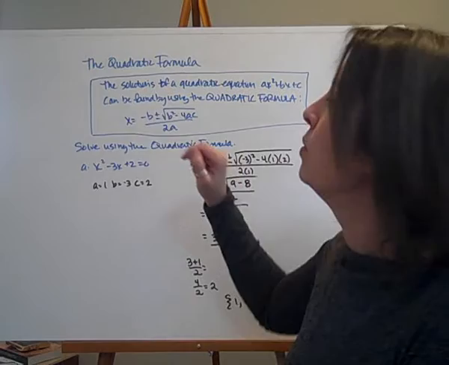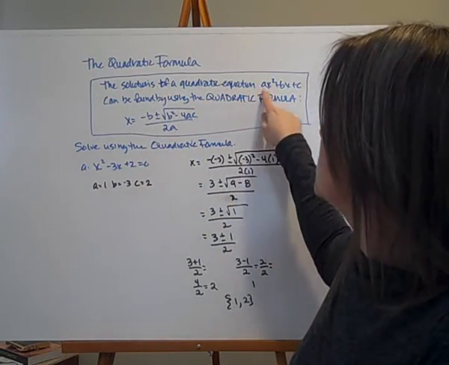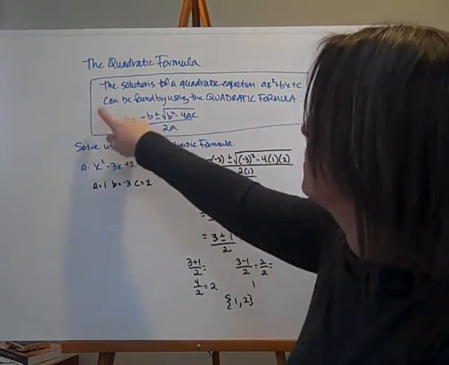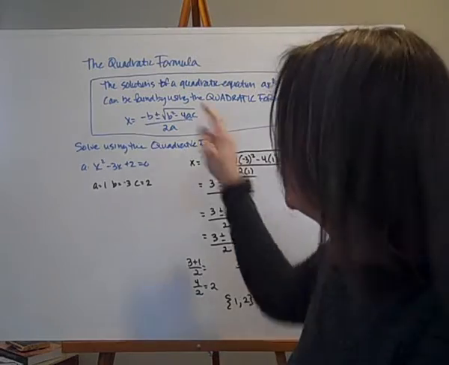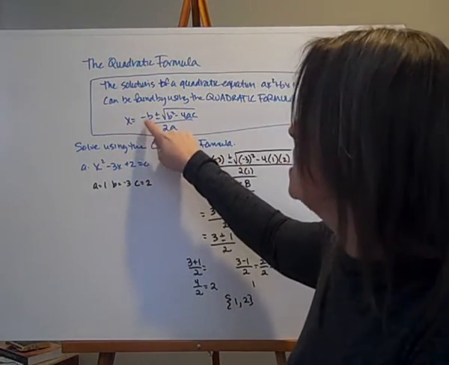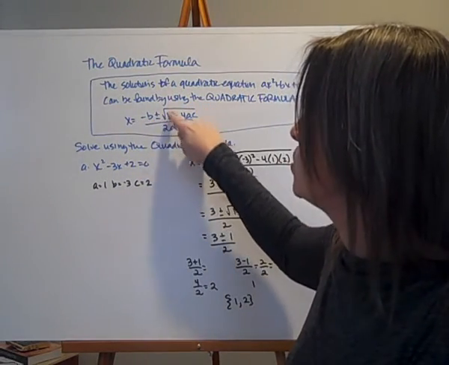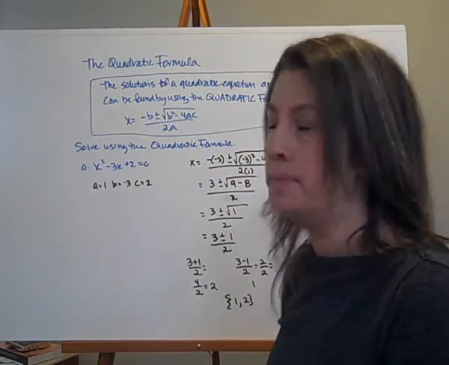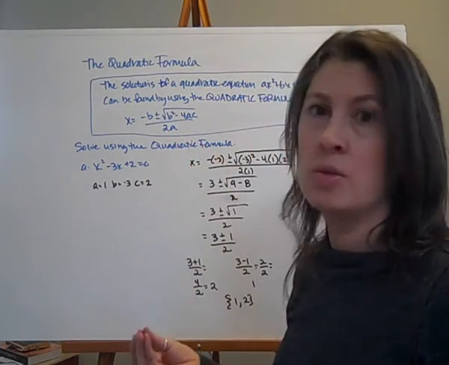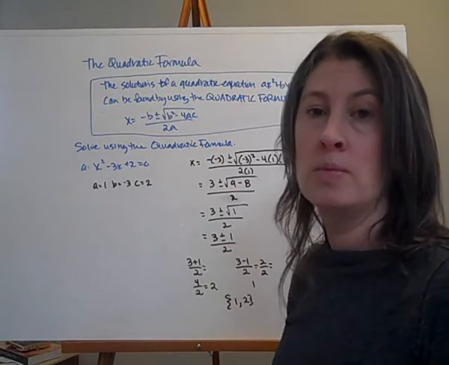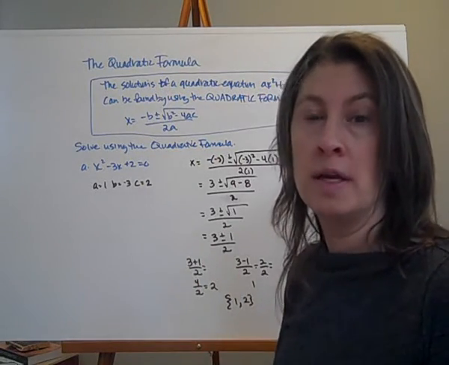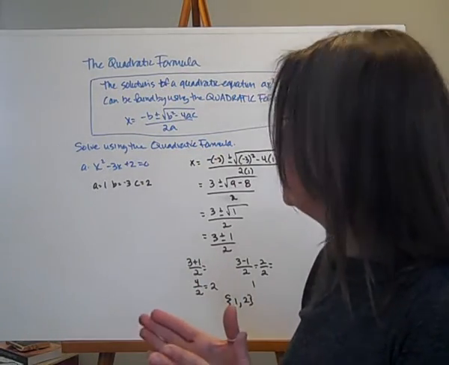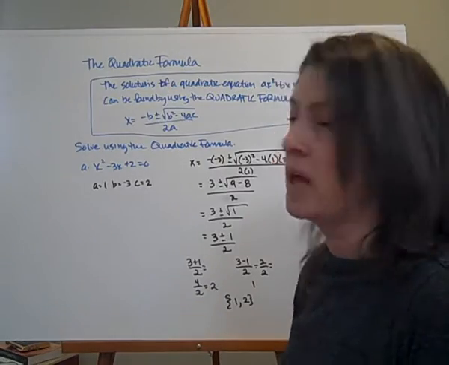So, the quadratic formula. The solution of a quadratic equation, ax squared plus bx plus c, can be found by using the quadratic formula. So, here's our quadratic formula. x equals the opposite of b plus or minus the square root of b squared minus 4ac, and that is all over 2a. So again, this is just a plug and play. It's just a formula. Put some numbers in, do some math, come up with some solutions. But you do want to be careful in certain spots, and we'll take a look at that in a second.